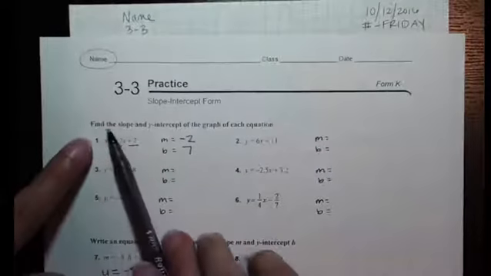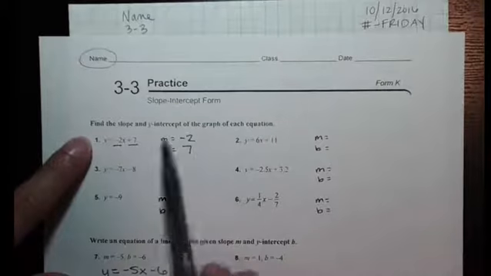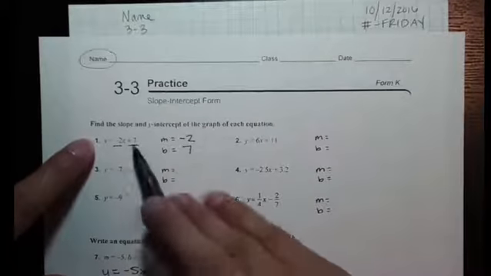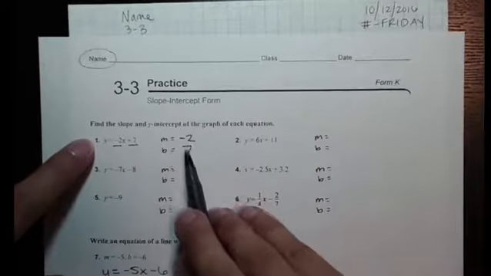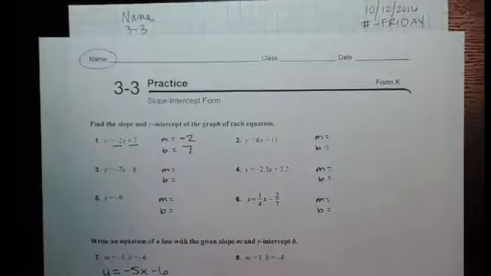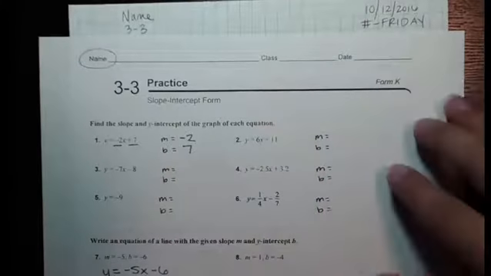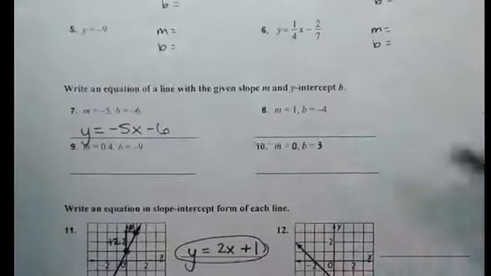All it asks you to do is find the slope and the y-intercept of the graph of each equation. So they give you the equation. I want you to fill in what the m and the b are for each problem. Pretty simple. You don't have to show me your work for that one. Okay, number 7 through 10.